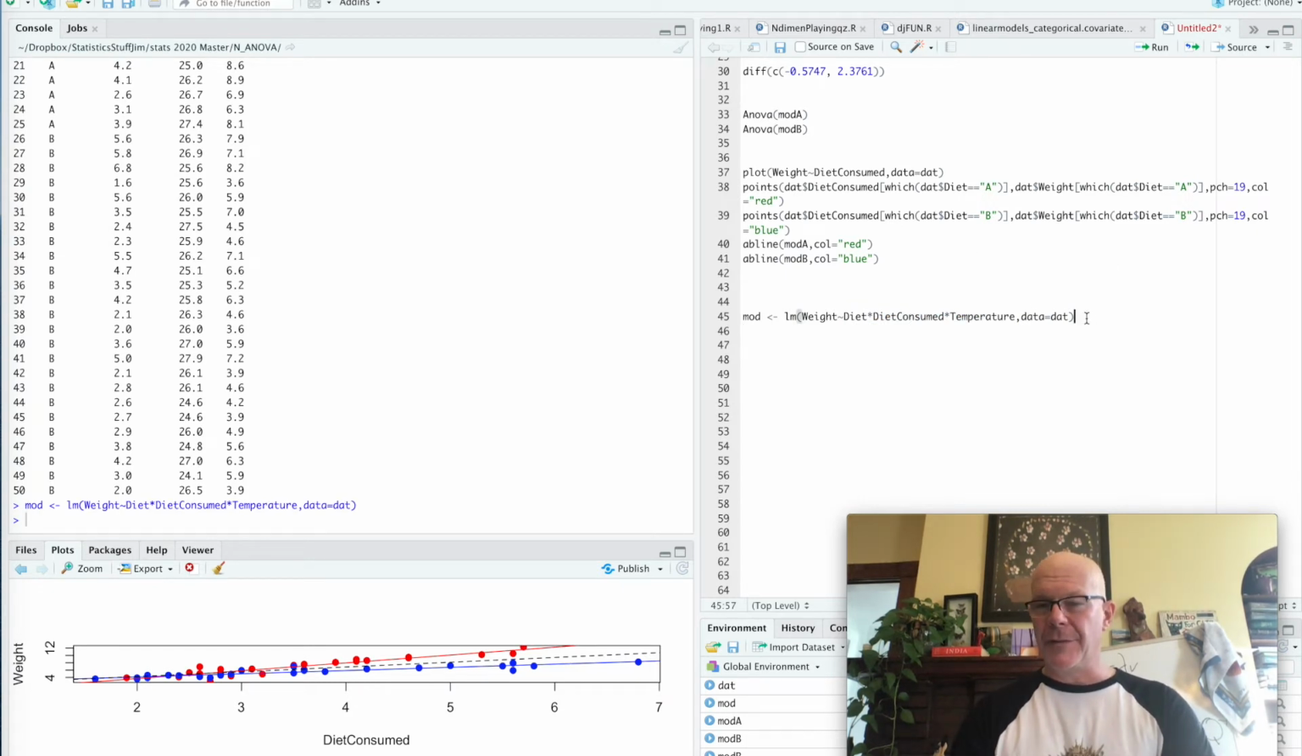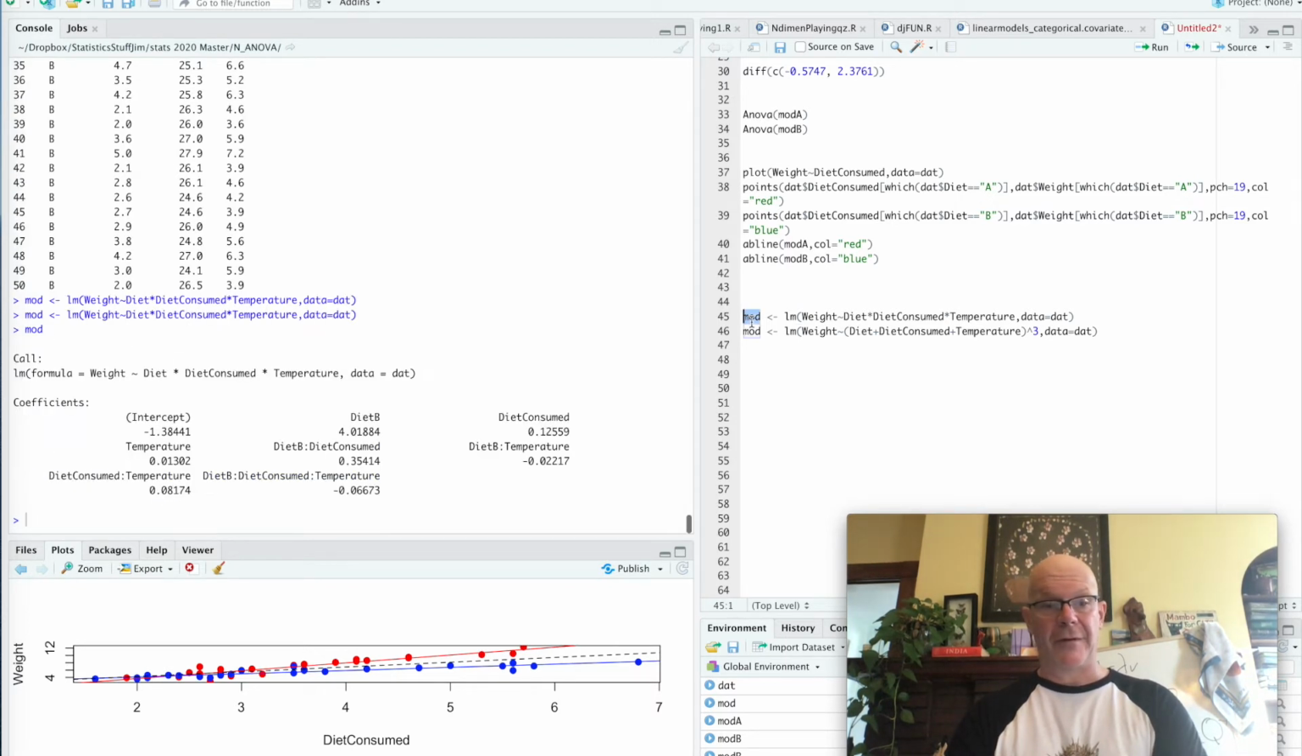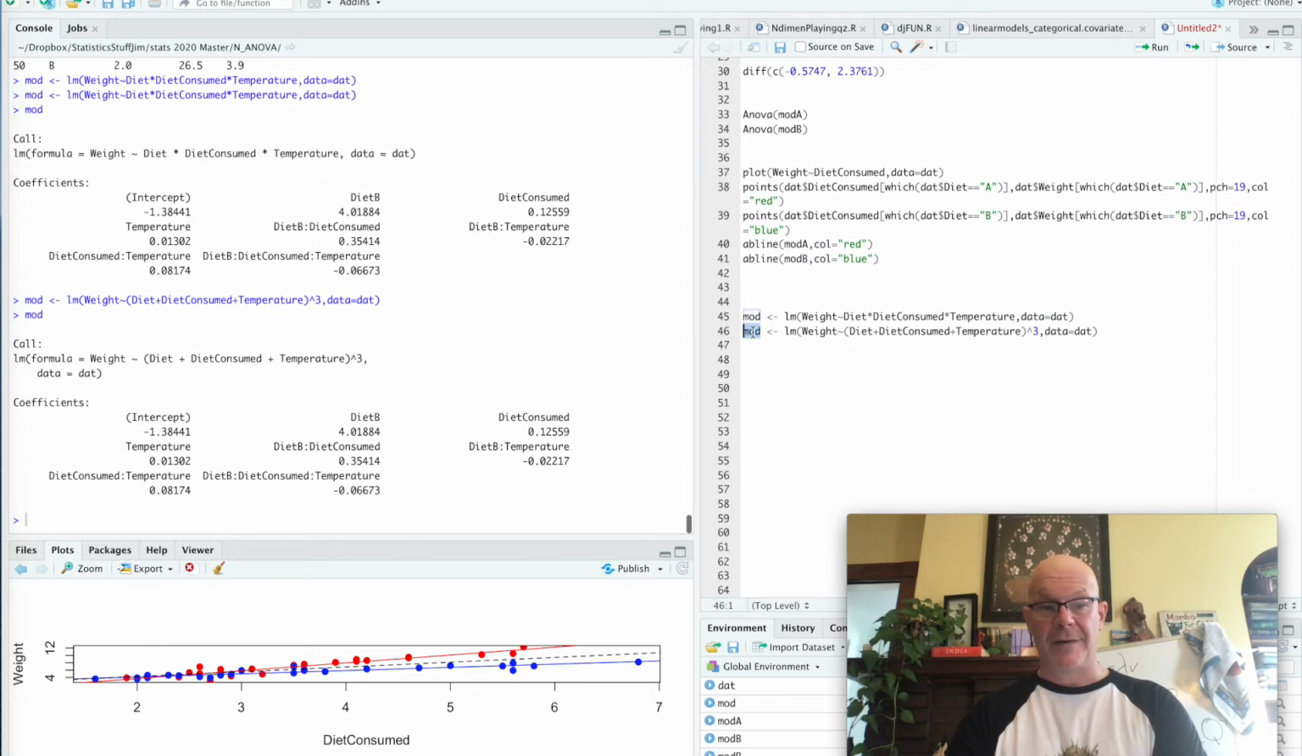The other way we could have set up that same model is to have done pluses there, but then in parentheses tell the whole model that we want to go up to the three-way interactions. So again, if we do that, there's our parameter estimates from the model. If we set it up this way, we get the exact same parameter estimates for the model.